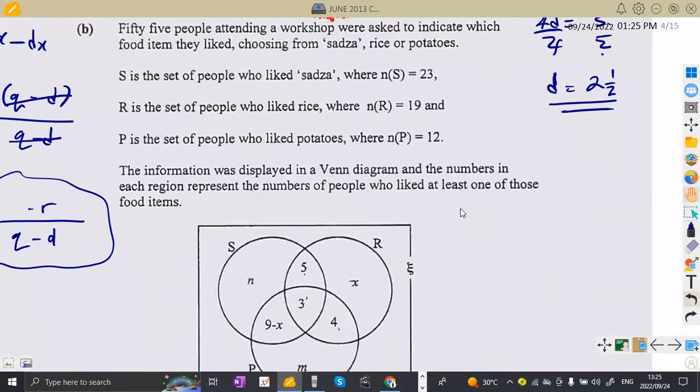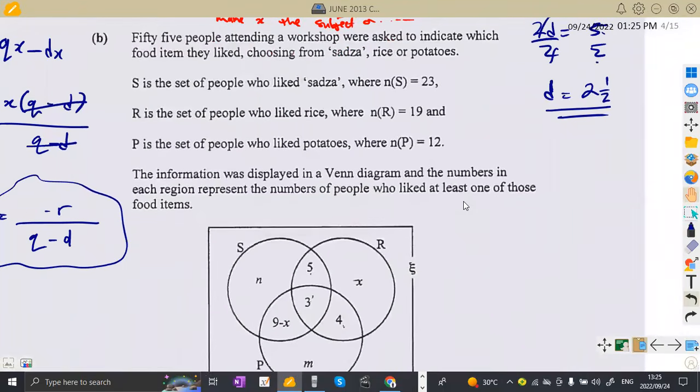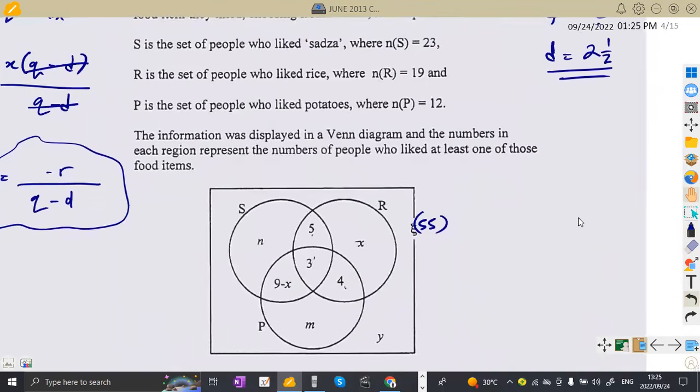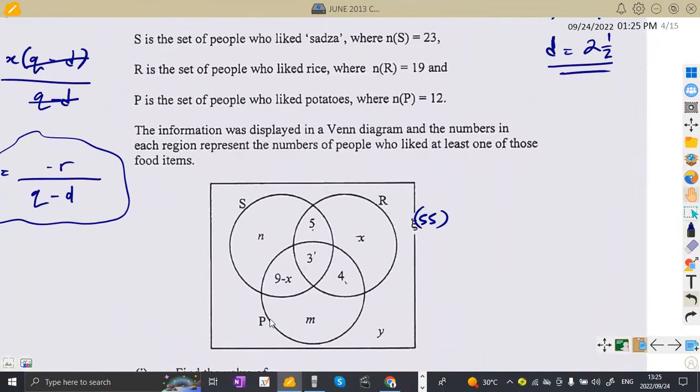Then the B part, we are given that there are 55 people attending a workshop. We're asked to indicate which of the food items they liked, choosing from salsa, rice, and potatoes. So this is the universal set containing 55 people, the total. They have to pick from the information given here: salsa, rice, and potatoes.